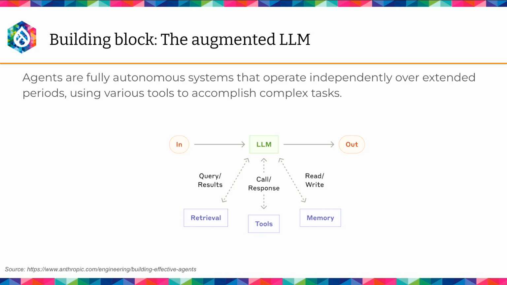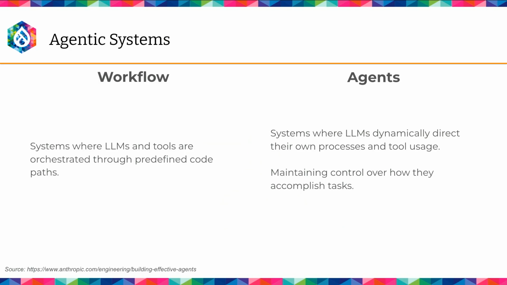Now, because the AI world is always evolving, there is something new. Before we had the word agents, and now Anthropic came out with a new terminology. So we have the agentic systems here, and under the agentic systems, we have workflows and agents.